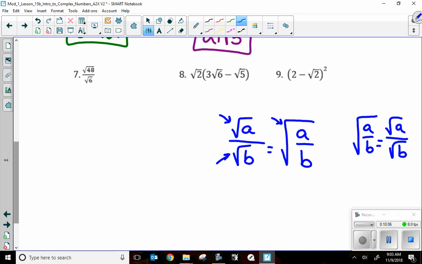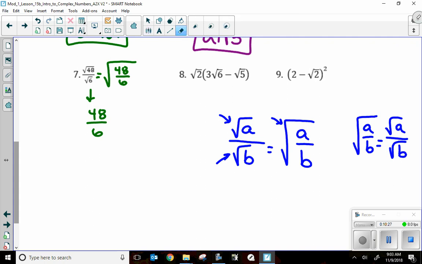So I'm looking at number 7, and I say, man, you know what would be cool? If I could just take 48 over 6 without a radical. And I can. I can convert this into that. I can put one fraction under the radical.